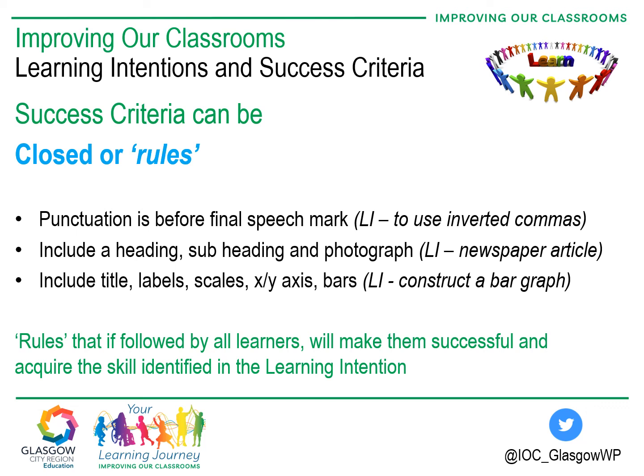But there are key things like, for example, if your learning intention is to use inverted commas, you can see there are absolute definitives on what that needs to be. Newspaper articles, all the genres, report writing and so on, letters: there is absolute definitive success criteria that have to be undertaken. And again, constructing a bar graph, and those things that must be present. So these are the rules, success criteria that support and promote those rules that are closed, that are fixed, but definitely show that there are steps to acquiring the skill identified in the learning intention.